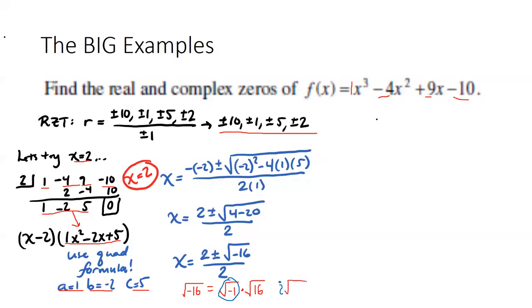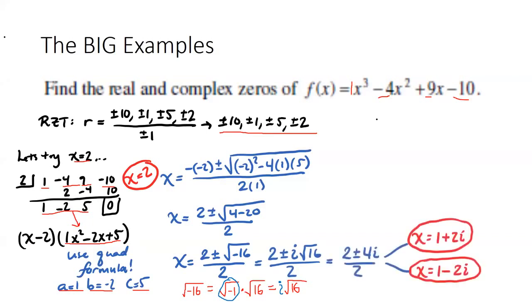And so then I still have my square root of 16, which we already know is 4, but we'll get to that. Okay. So now I take that i out front, and now I don't need to worry about the negative. And so then I end up with 2 plus or minus 4i over 2. Use greatest common factor, factor out the 2, you'll see it cancel, and you get 1 plus 2i and 1 minus 2i. So here's what I know. I know that I've got a 0 at x equals 2, 1 plus 2i, and 1 minus 2i.